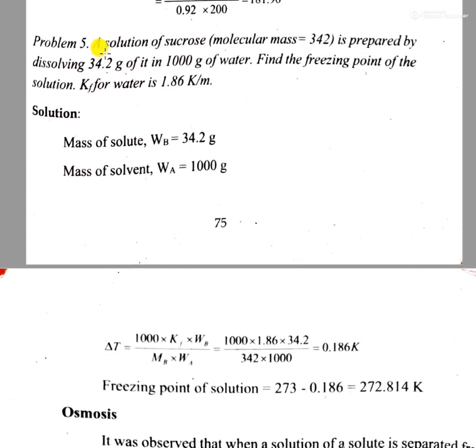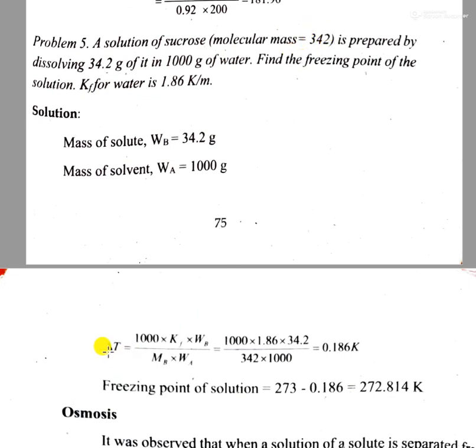The next problem: a solution of sucrose of molecular mass 342 is prepared by dissolving 34.2 grams of it in 1000 grams of water. Find the freezing point of the solution, given Kf for water is 1.86 Kelvin per mole. Here you are given the mass of the solute, which is 34.2 gram, and the mass of the solvent, that is water, is 1000 gram. And the Kf value is also known, and the molecular mass of the solute is also given.